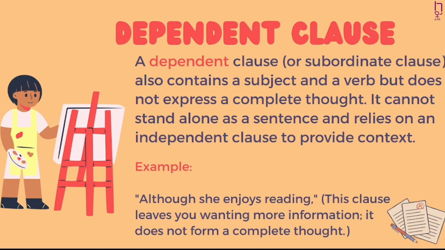For example, let me give you an example. Although she enjoys reading, for example, this is a dependent clause. So it cannot stand on its own. As you can see, it does not give a full meaning. It leaves you wanting more information. So you have to add an independent clause to make this a complete sentence.